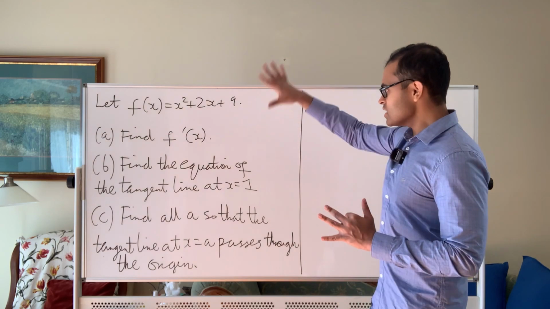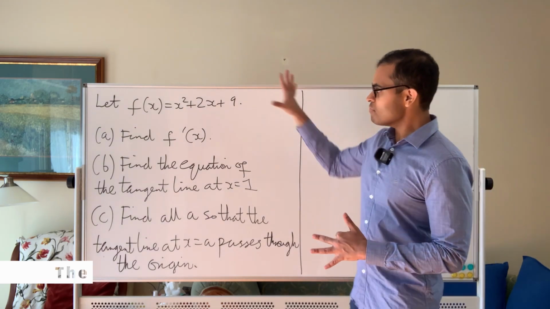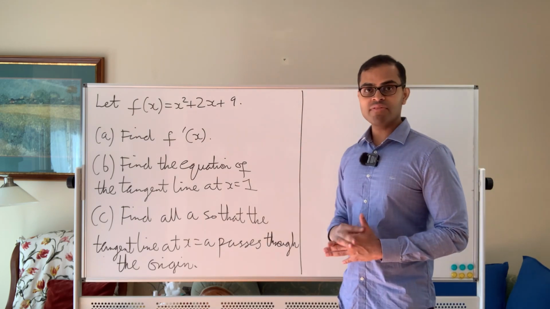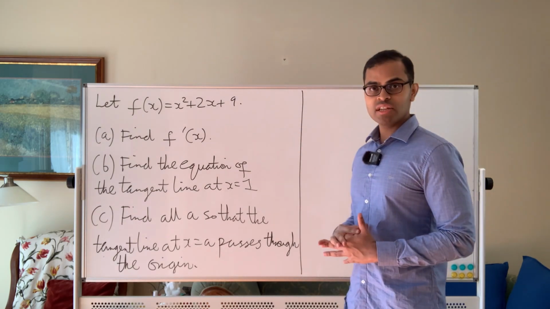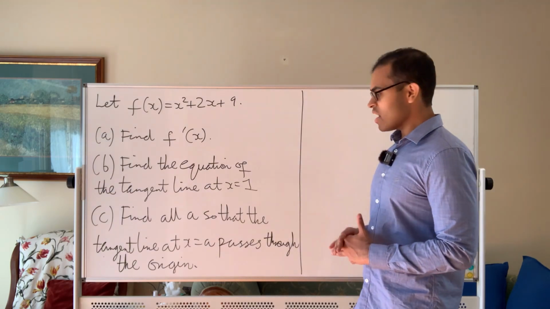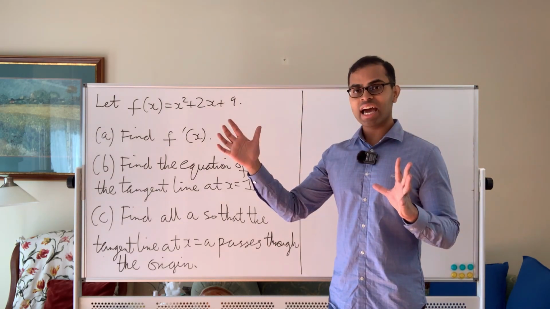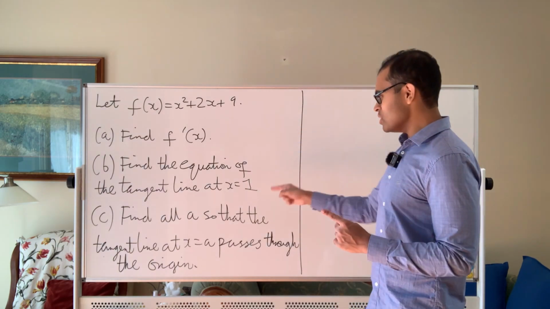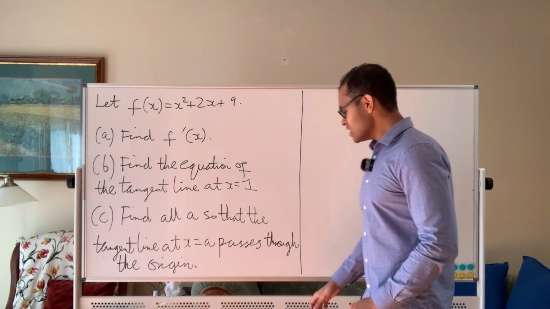Okay, so let's go through what we're going to do. We've got our function f of x equals x squared plus 2x plus 9. We're going to first find the derivative of f. Then we're going to find the equation of the tangent line at the point x equals 1. Then we're going to find all the points so that the tangent line to the graph passes through the origin. I'm going to explain that. That's going to be a tricky little exercise, but it's super cool. So let's just dive right into it.